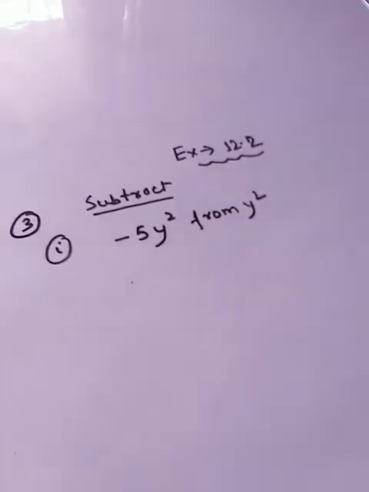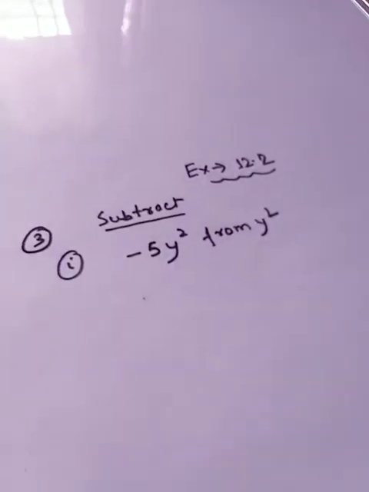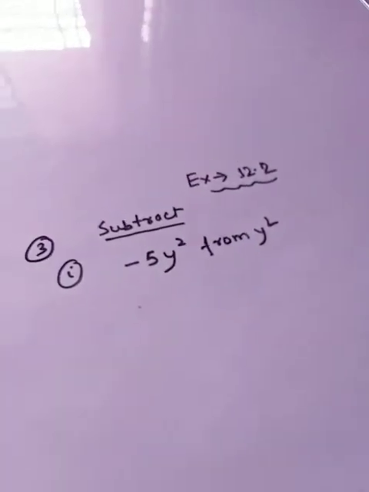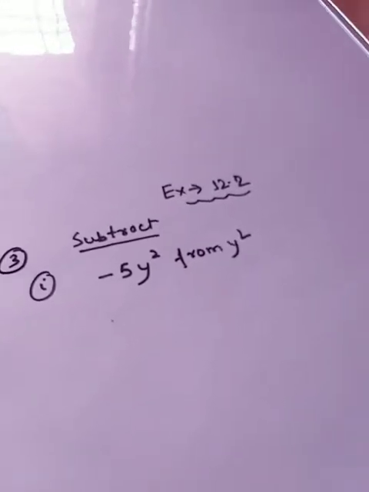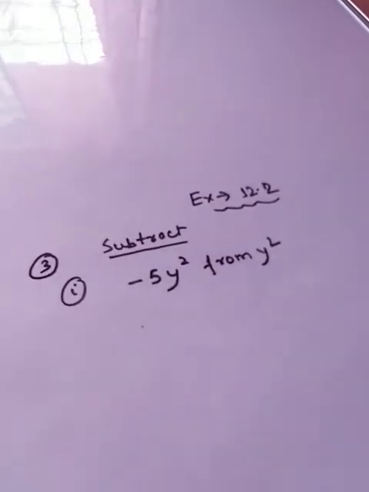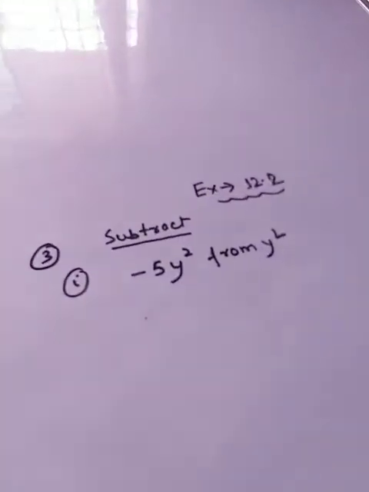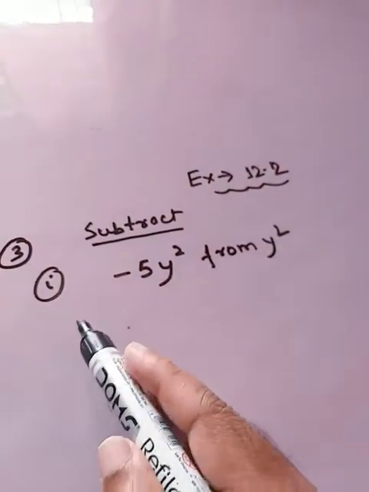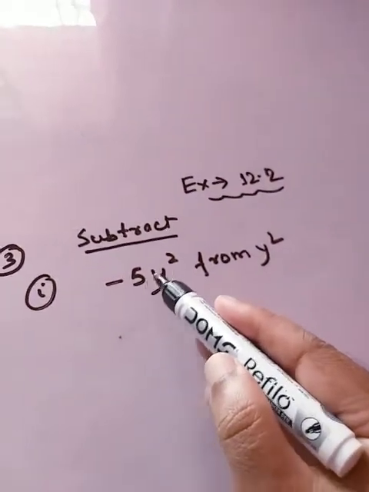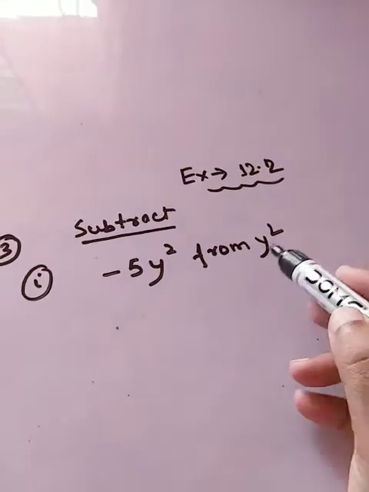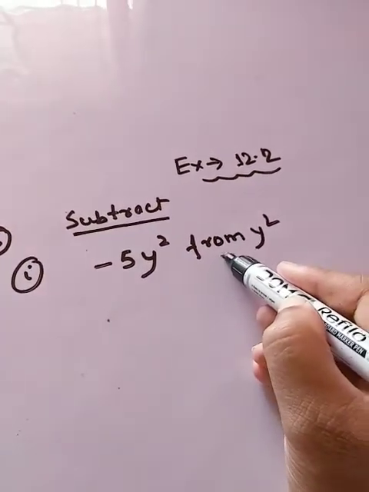Hello students, today we'll do question number 3 of exercise 12.2. Now in question number 3, we'll learn how to do subtraction. Okay, now what is the first sum? Minus 5y square from y square. So you have to be very careful with this particular word "from".